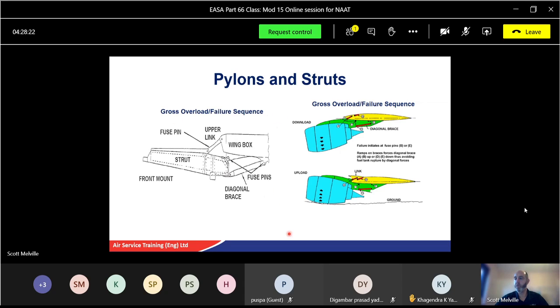Everybody see this last one? That's the one I've got there now, with the pylons and struts. So everybody happy with the fuses on the pylons and struts?